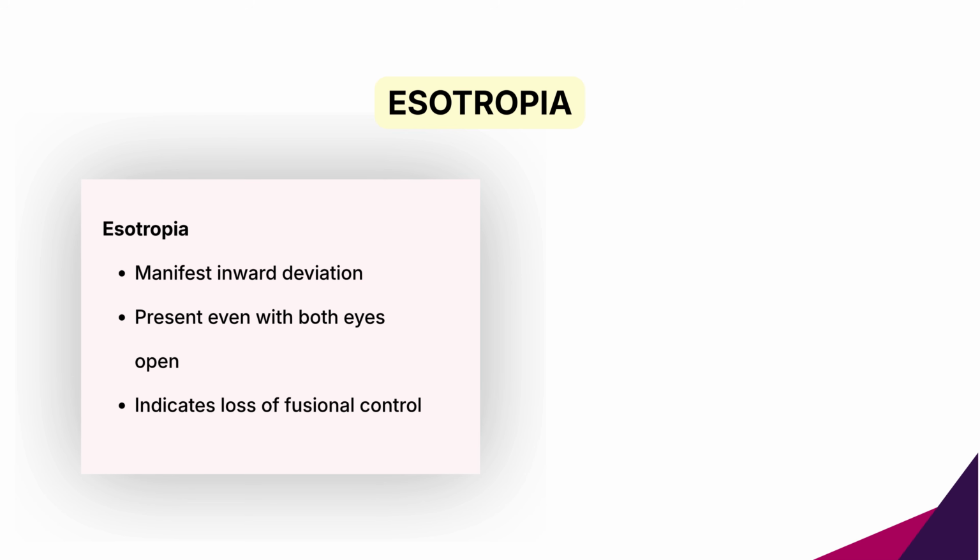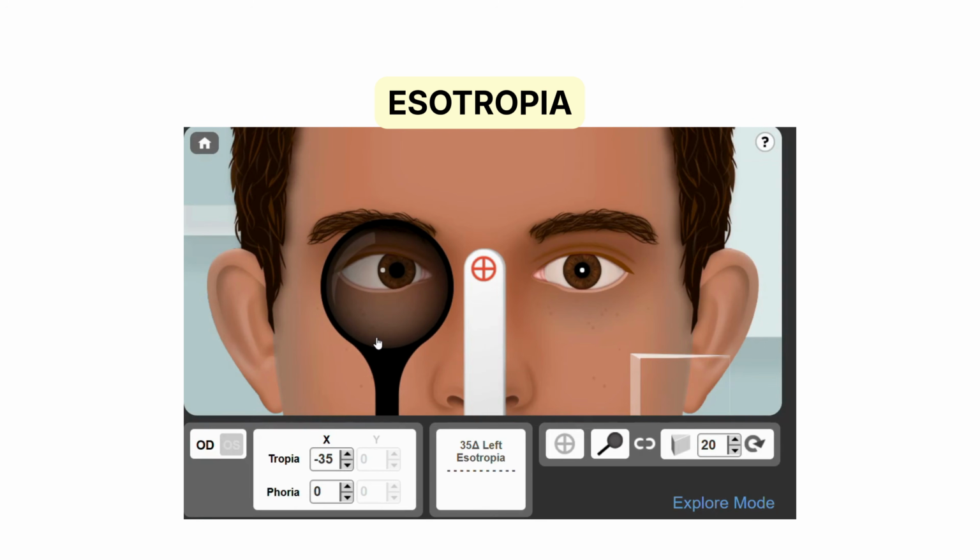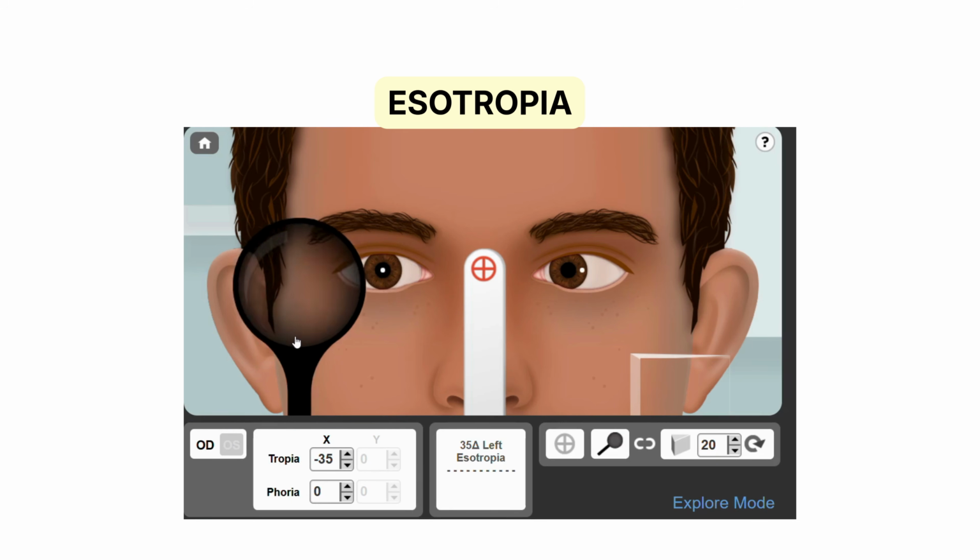Esotropia, on the other hand, is a manifest inward deviation. It is present during binocular viewing and reflects a loss of fusional control. Clinically in esotropia, the inward deviation is present even without dissociation, and therefore it is evident on inspection, and it is also evident on all the cover tests.